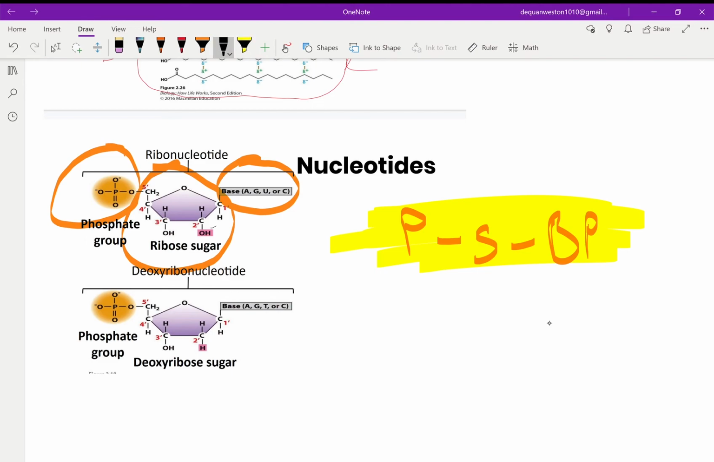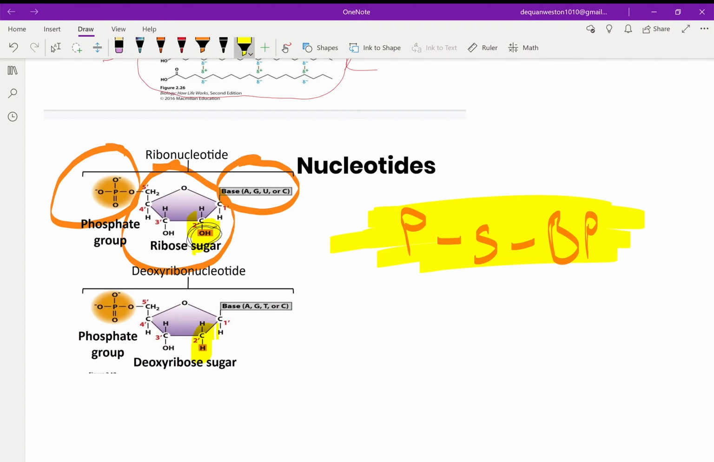If there's an OH right here, if you see where my clicker is, this OH tells you that this is ribonucleic acid. This one doesn't have this OH, so it's deoxy. Deoxy means that it's less oxy. It has one less oxygen group right there. That little alcohol group is not there on this one, and that's how you know it's deoxyribose.